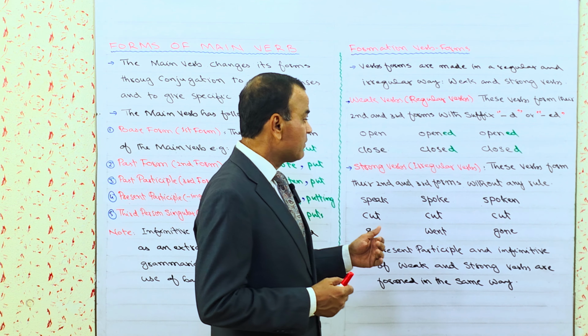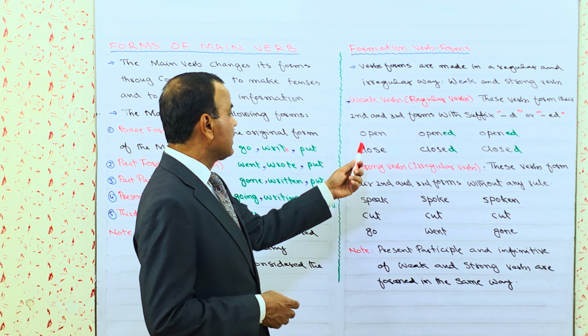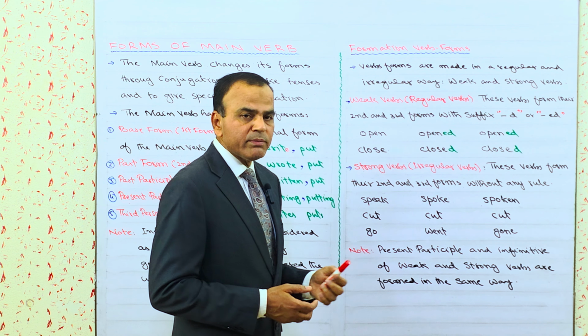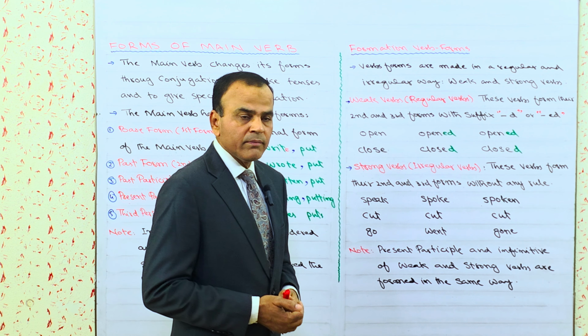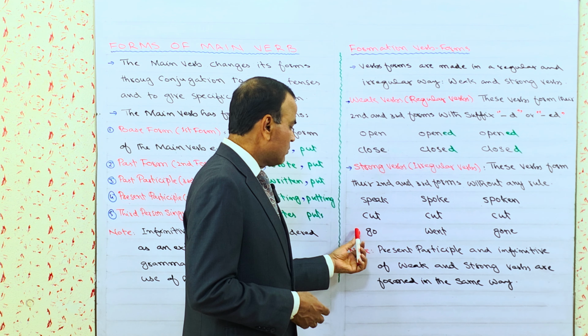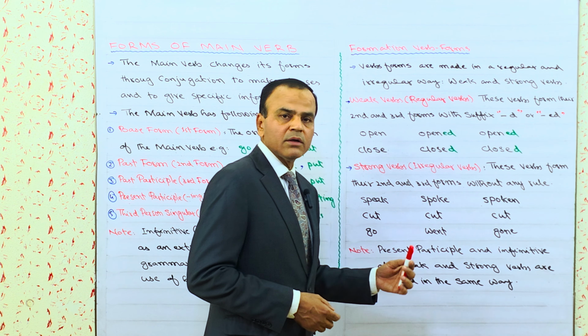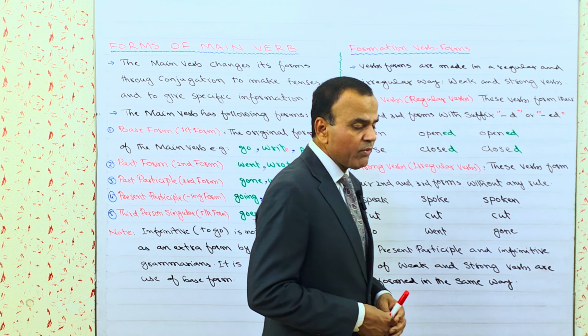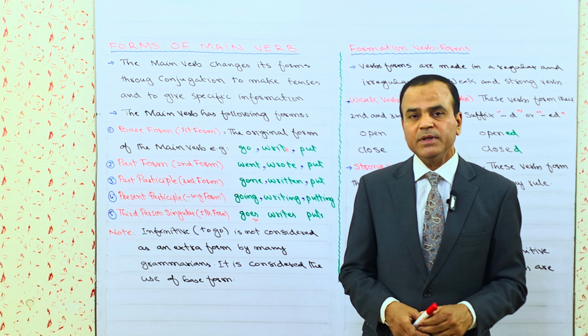The problem is with the second and third form. If I say open, ing form is opening, and I make it into full infinitive, that is to open. Close, closing, to close. Same is the case here. To go, infinitive; going is the ing form of the verb or present participle.